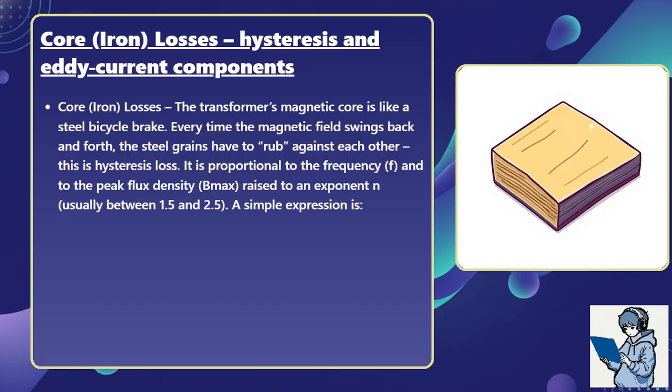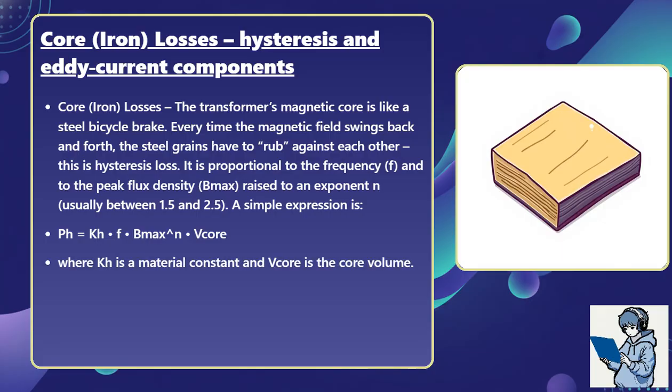A simple expression is P_H equals k_H times f times B max to the n times V core, where k_H is a material constant and V core is the core volume.